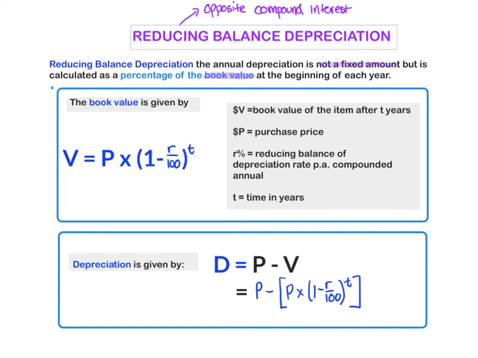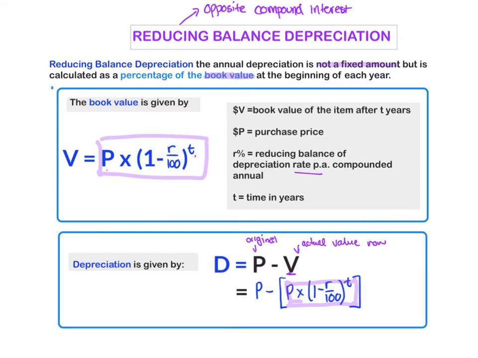So we've got a couple of formulas here that we can use. If we want to find the book value, the value of the item after any time, we can use this formula where P is the purchase price, and then we times it by 1 minus the reducing balance percentage, which will be given to you per annum, per year and compounded annually, to the power of T, for how long is time. If we actually want to find out how much it's dropped by, we can take the original price and minus the actual value at the time, and that would give us the depreciation. So instead of V, we might use the formula for V, which is here.